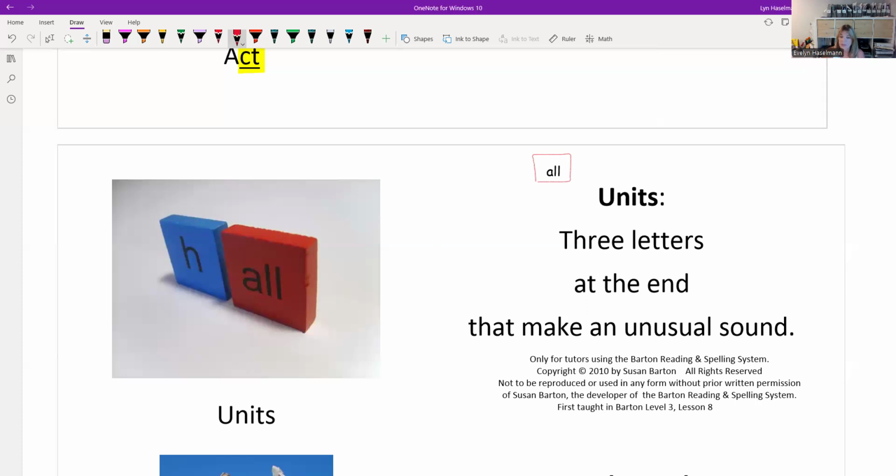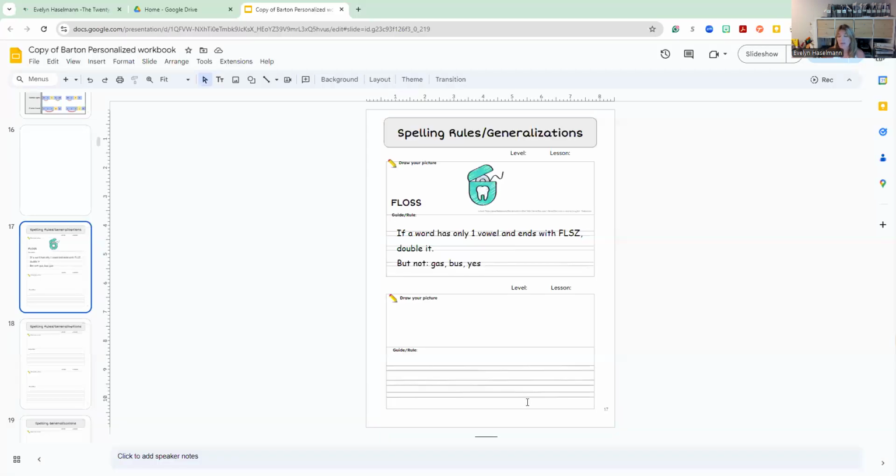Couple places your student would have this recorded. They would have the spelling rule written out on or about page 17 of their Barton notebook. Should look like this: if a word has only one vowel and it ends with F, L, S, or Z, you should double it. And then you can write your but not words there. Okay, so this is your personalized notebook.